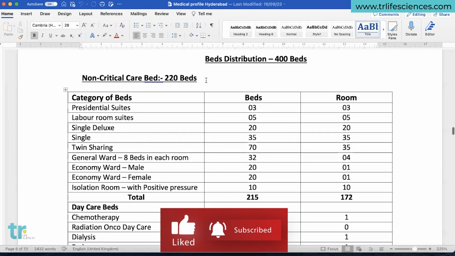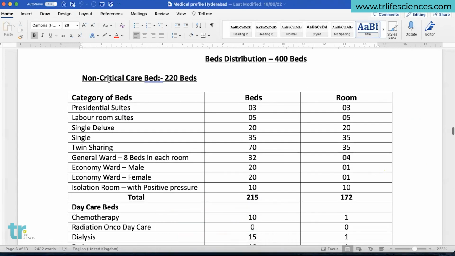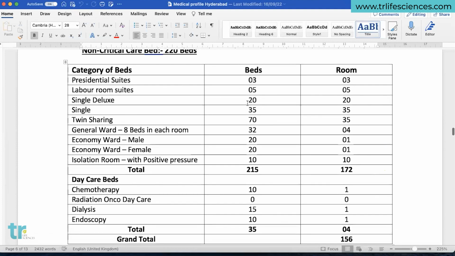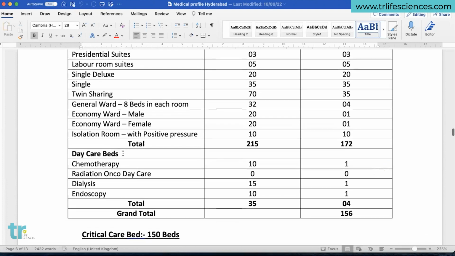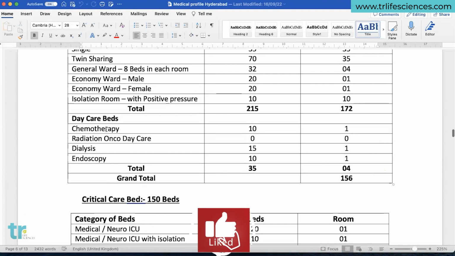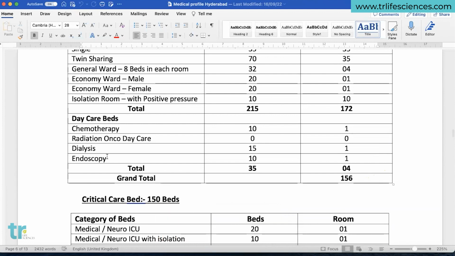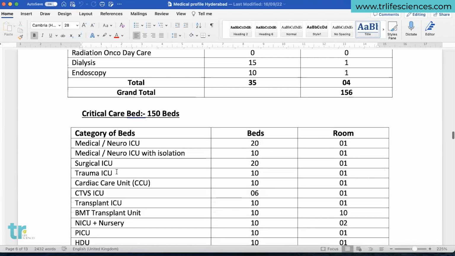The next is, like I said, bed distribution. This is a 400 bedded hospital. Non-critical beds would be 220 beds, which we have proposed. Then the presidential suites, total 3. Then labor room suites, 5. Single deluxe, 20 single rooms. Then twin sharing rooms, general wards, and economy ward as well. Then isolation rooms. Then the other daycare beds like chemotherapy, radiation onco daycare, dialysis, endoscopy.